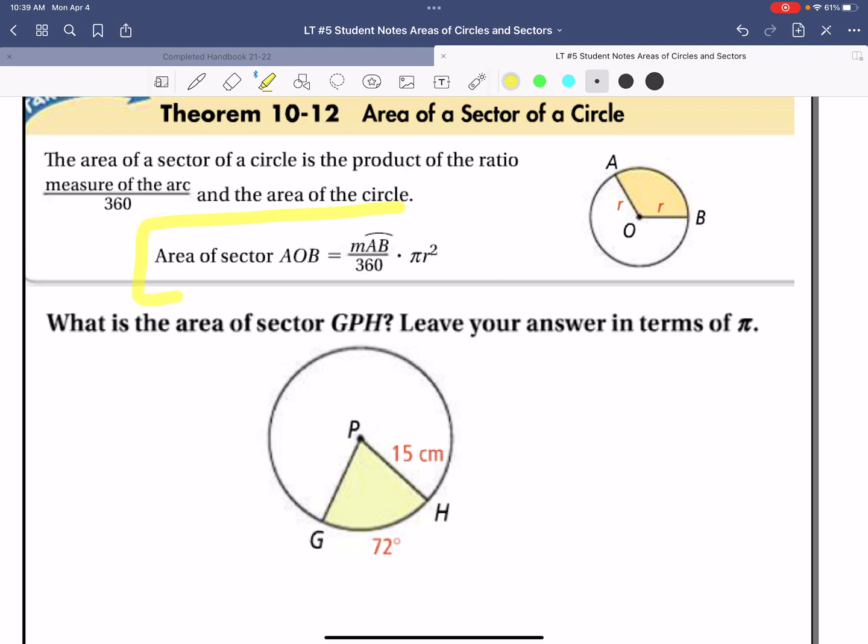So this formula here should make a lot of sense. Area of a sector AOB is the measure of arc AB, which is equivalent to its central angle, whatever that angle is, out of 360, times pi r squared.